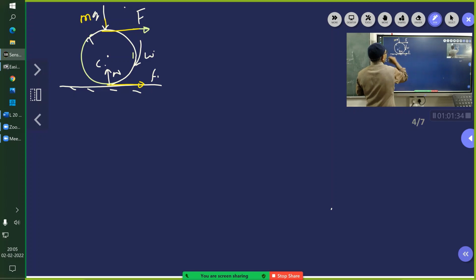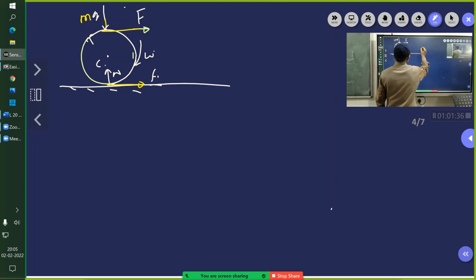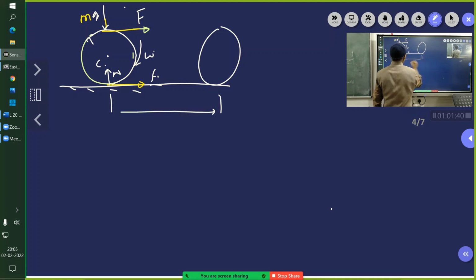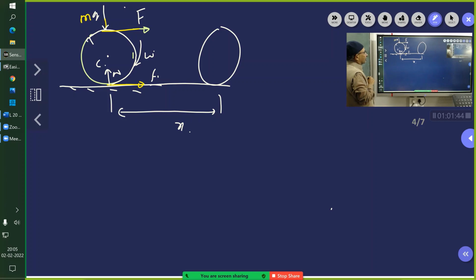And this is the center. And this center will shift here. So this distance now is x. That's what they have told. So, work done by each of the forces. The center has shifted by x.